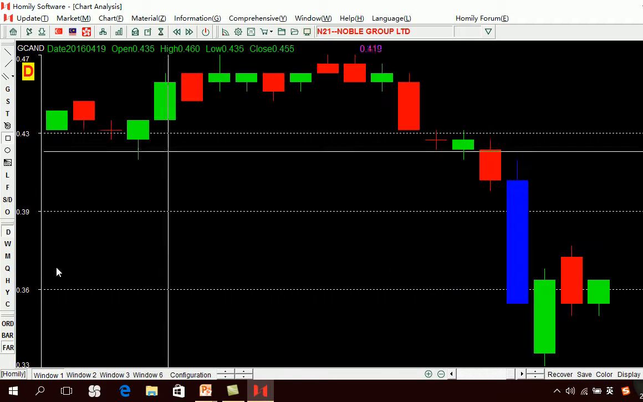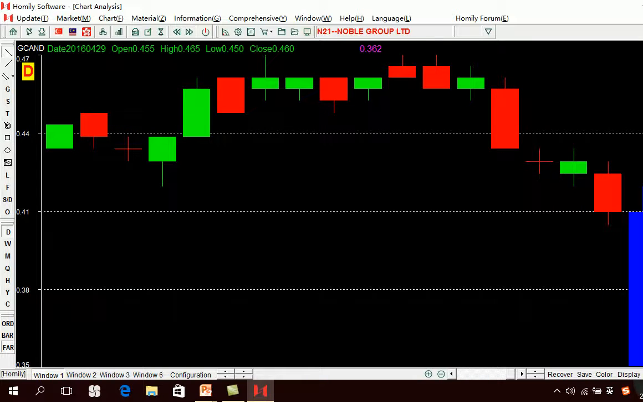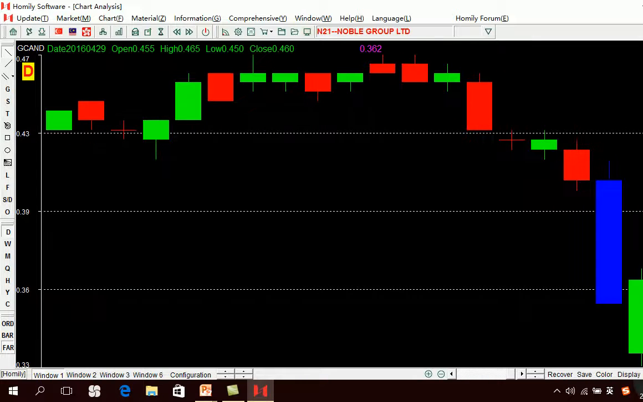Blue candlestick disappear, can we buy or not? How to judge whether we can buy or not? If you see this candlestick, the close price, this is the green candlestick, right? And the close price is higher than the close price of the blue candlestick. So this one, you can buy, okay?